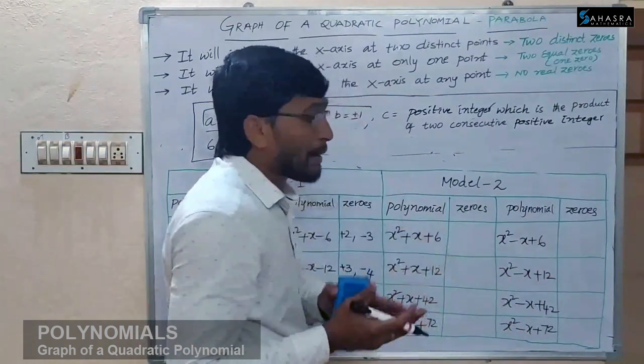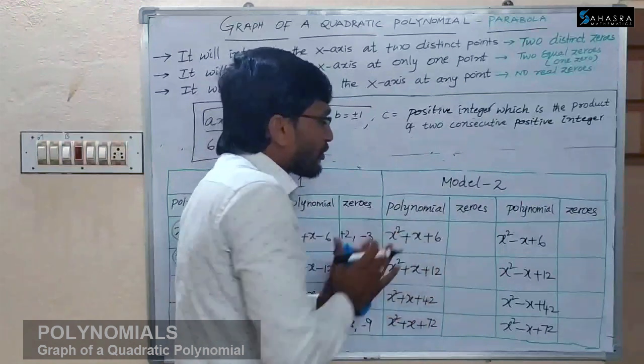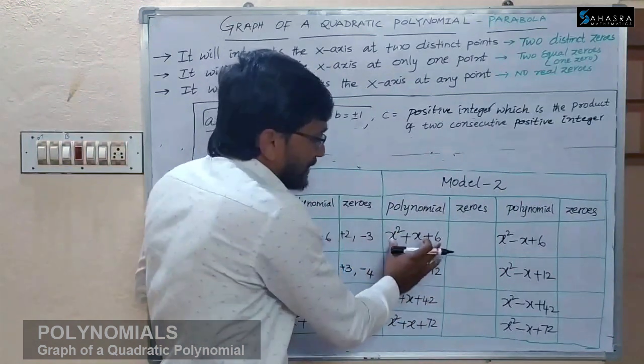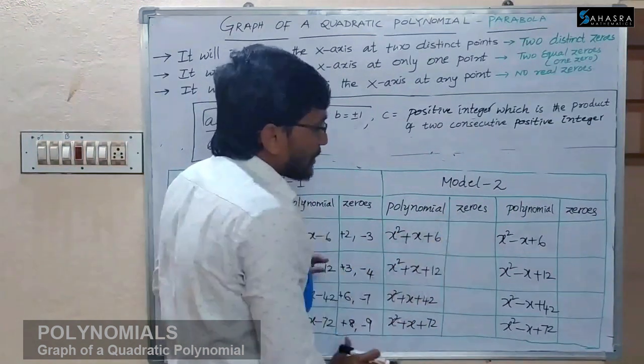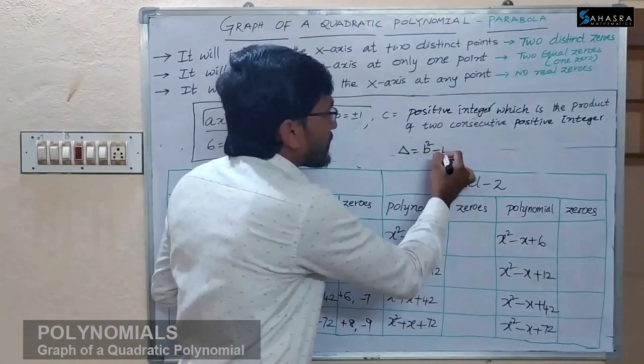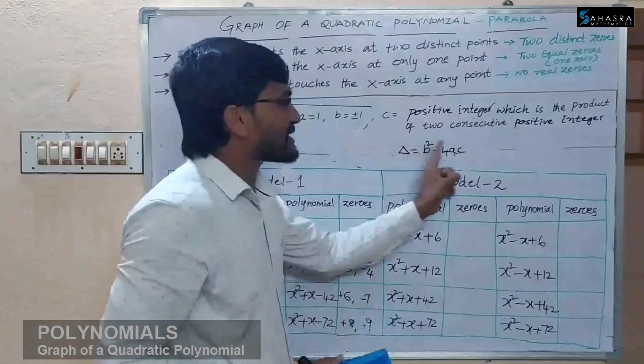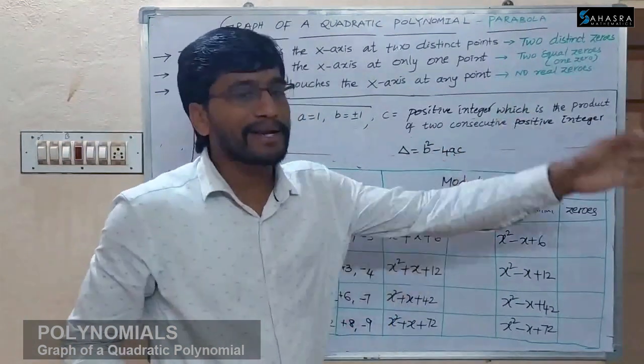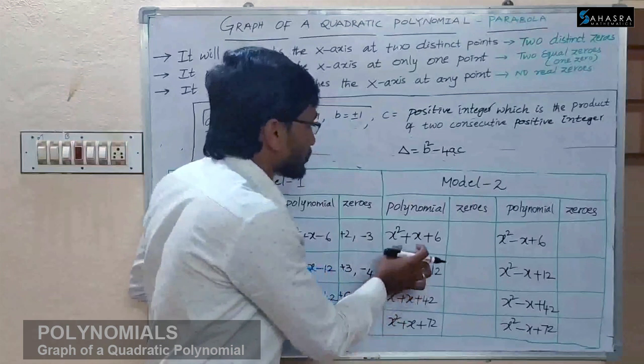How can we verify? Before drawing the graph of a quadratic polynomial, find the discriminant of this quadratic polynomial first. Discriminant is nothing but delta is equal to b square minus 4ac. If it is less than 0, then it has no real zeros.